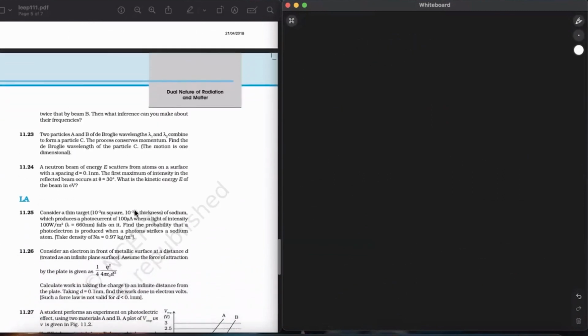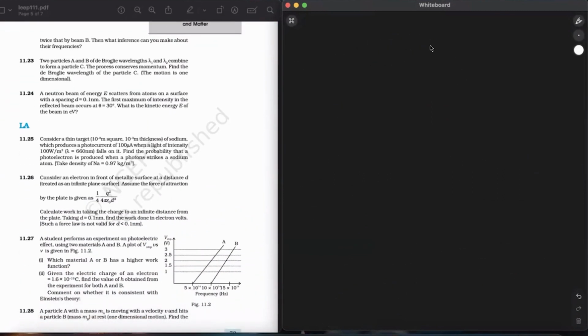Now moving onwards to question number 23. Two particles A and B of de Broglie wavelength λA and λB combine to form a particle C. Particle A is there, particle B is there, they both combine and form a particle C. The process conserves momentum. What is the de Broglie wavelength of the particle C?